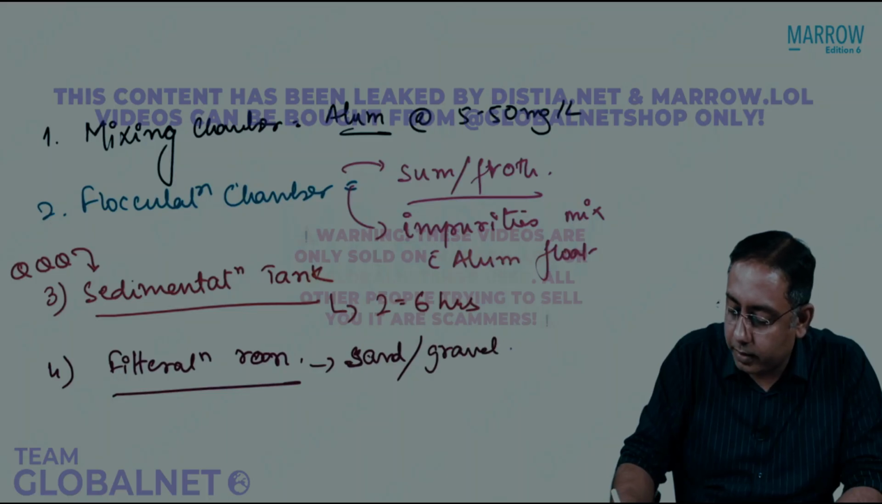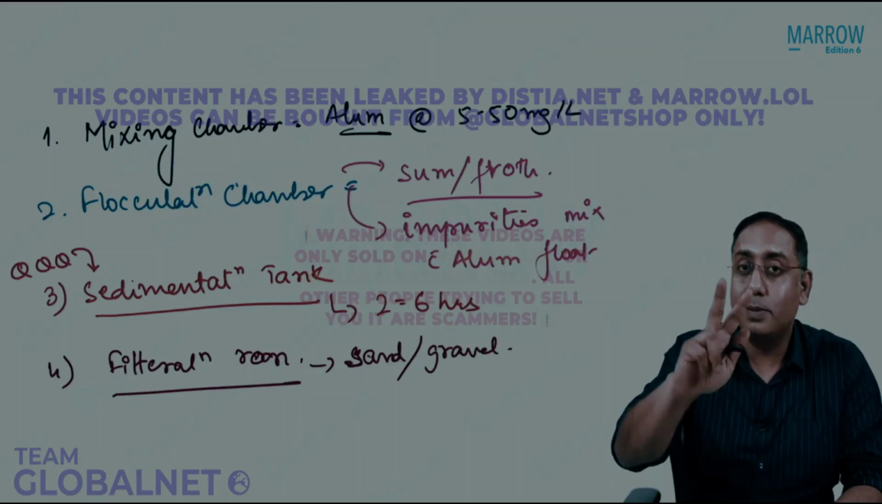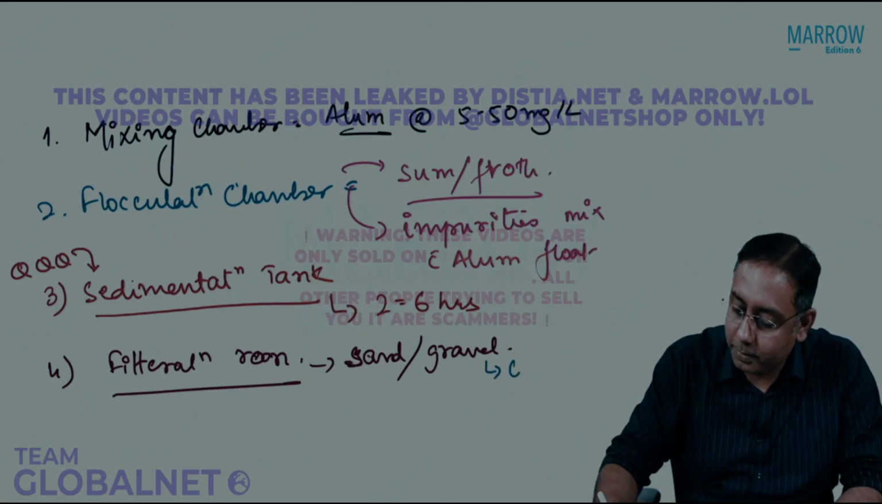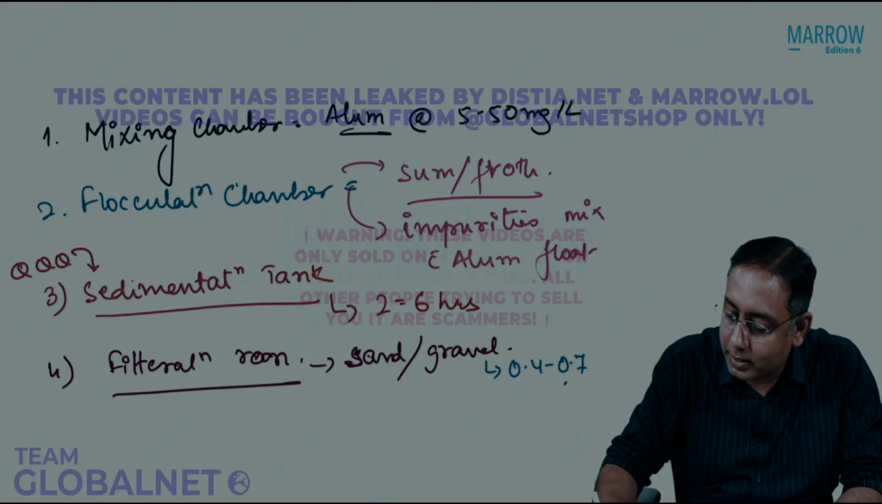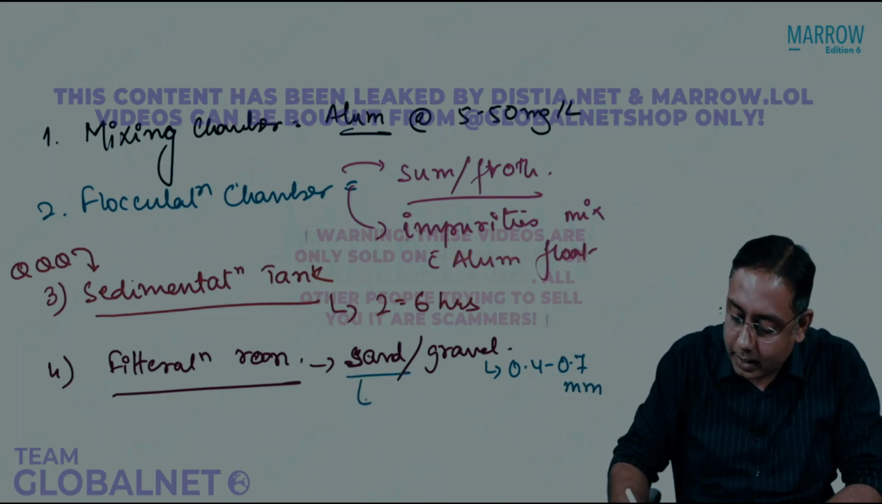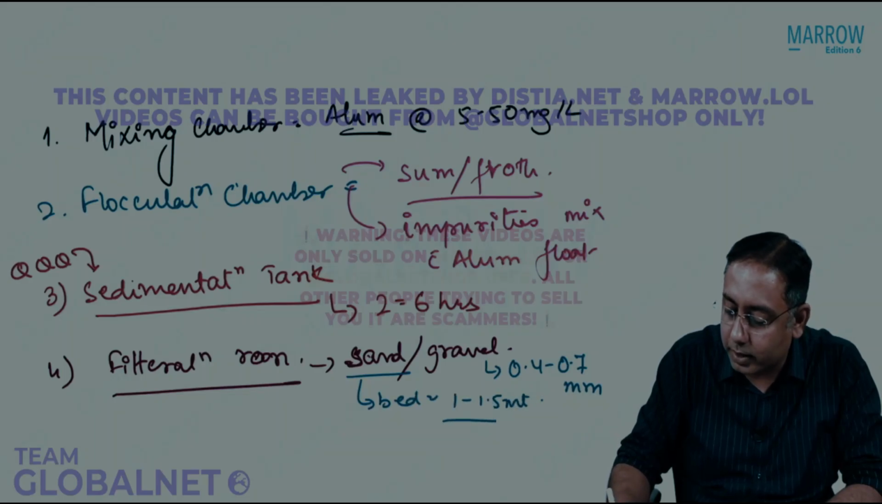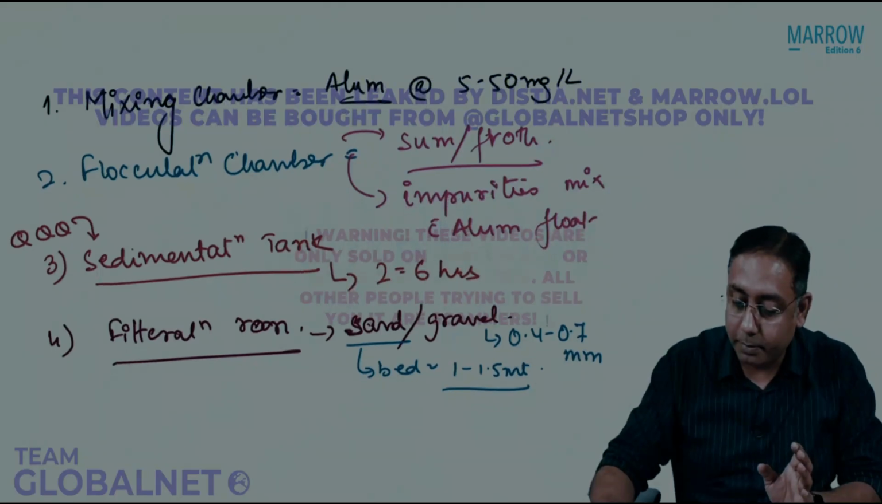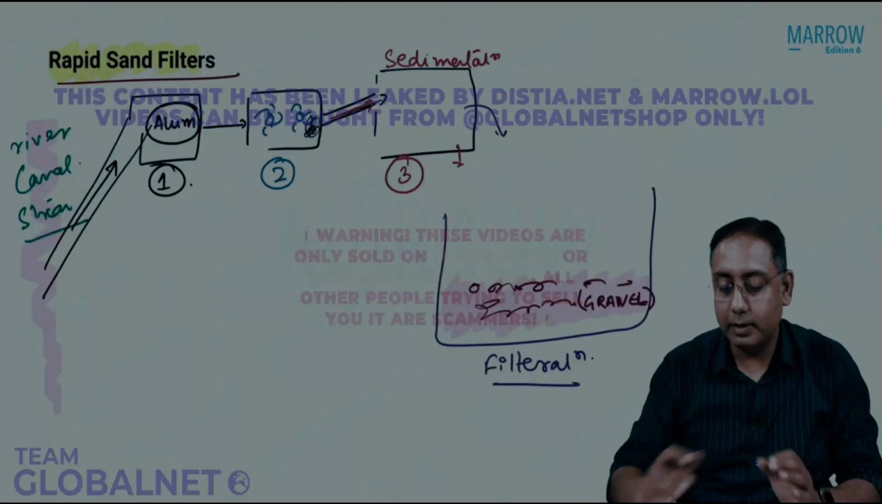How much thick gravel will be there? MCQs, 2 MCQs on gravel. The size of the gravel, the size of the particle will be 0.4 to 0.7 millimeter. And how thick should the sand bed be? The sand bed should be around 1 to 1.5 meter thick. Minimum it should be 1 meter. It is 1 to 1.5 meter thick, a big room with sand in that big room.